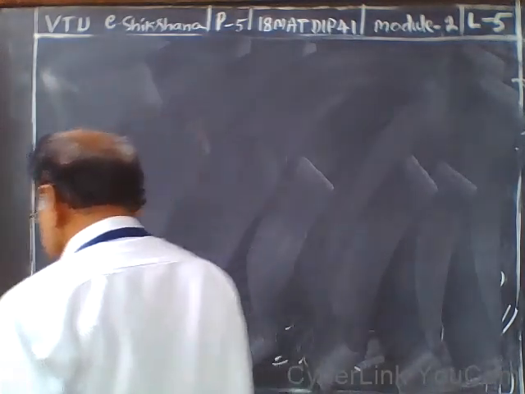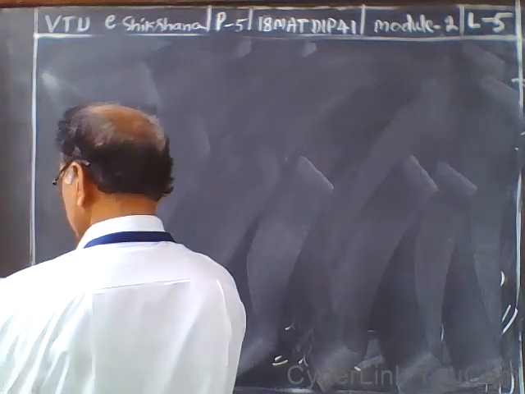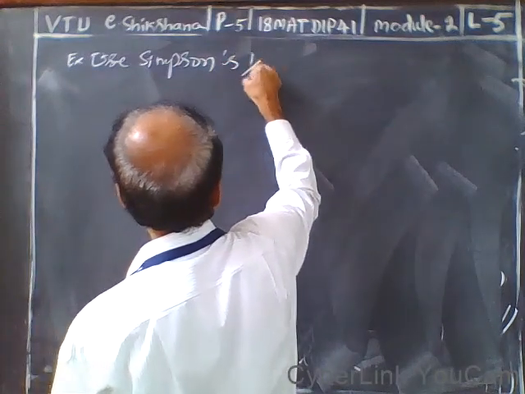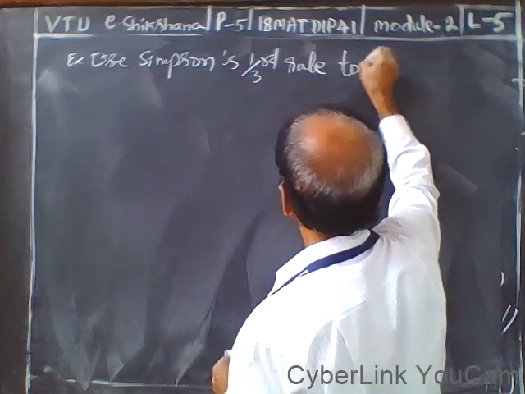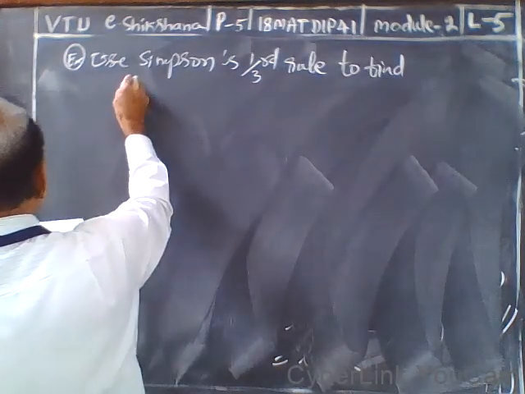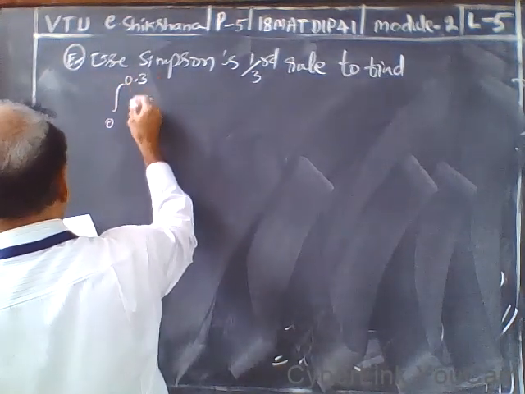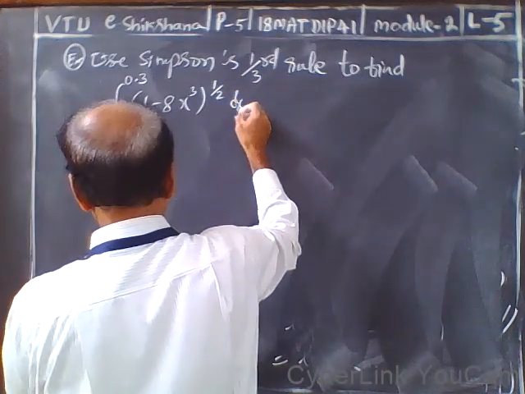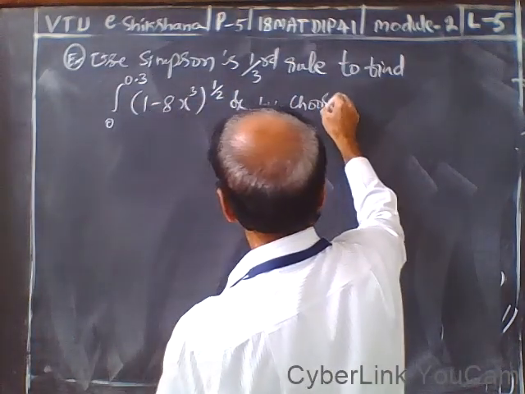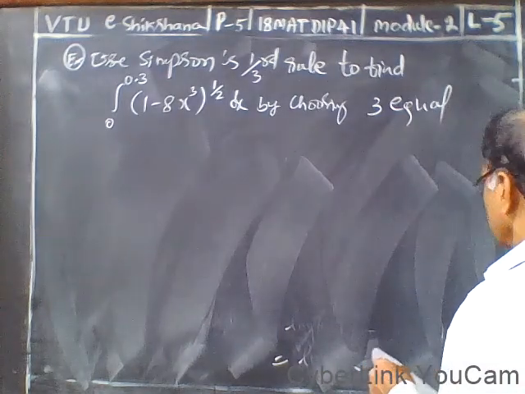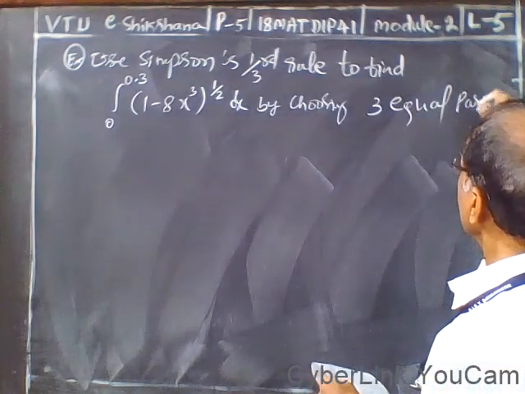Here, the first example. Use Simpson's 1/3 rule to find integration 0 to 0.3 of (1 minus 8x cube) to the power 1 by 2 dx, by choosing three equal parts.